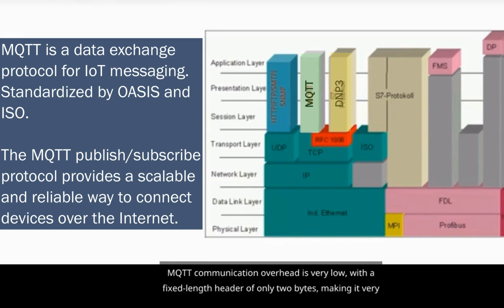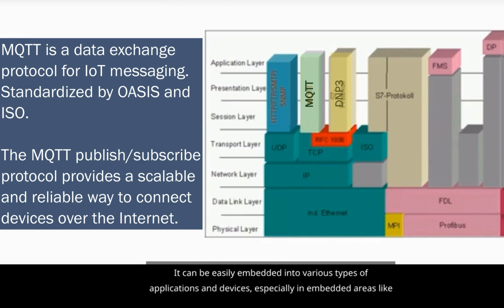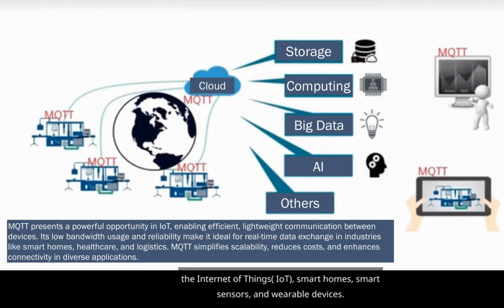MQTT communication overhead is very low, with a fixed length header of only 2 bytes, making it very suitable for low bandwidth and constrained hardware and network conditions. It can be easily embedded into various types of applications and devices, especially in embedded areas like the Internet of Things, IoT, smart homes, smart sensors, and wearable devices.